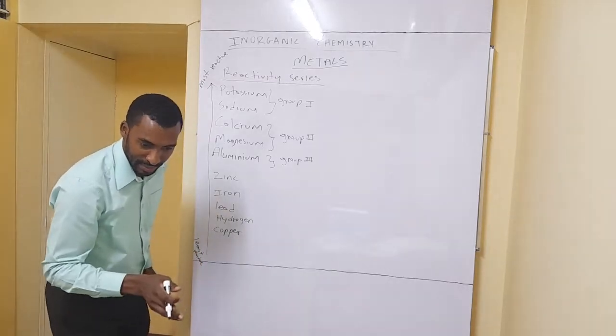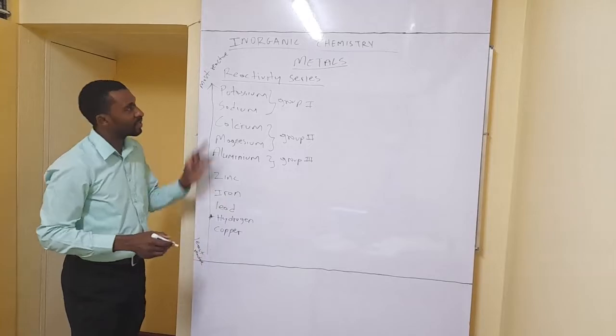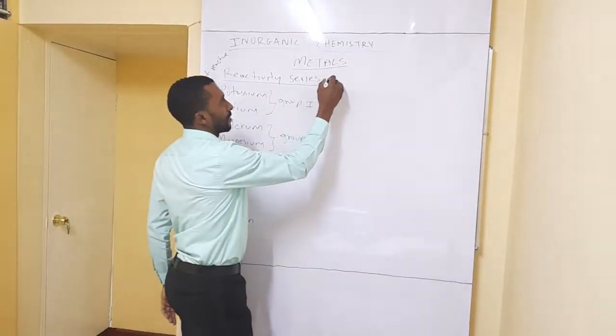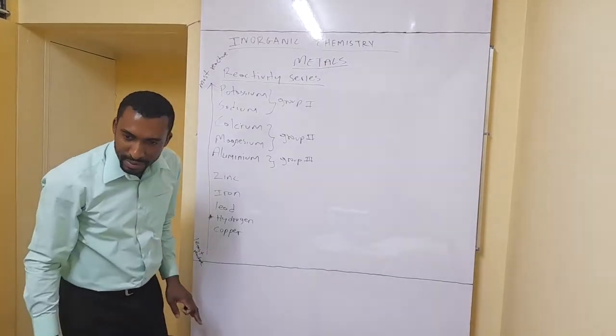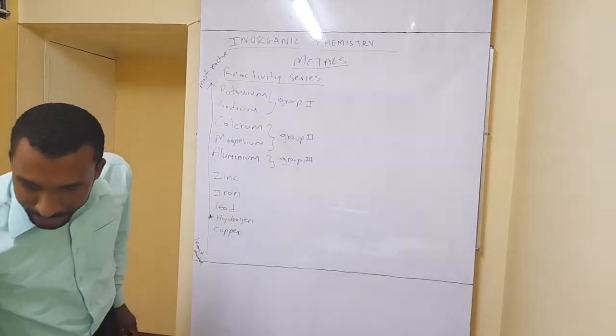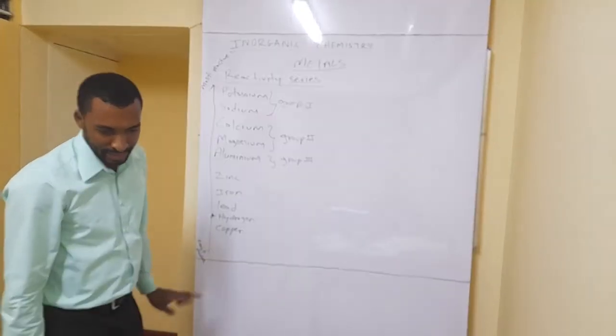That's the reactivity series. I'm saying that hydrogen is not a metal. This is the reactivity series for the metals, but hydrogen is not a metal. Alright? So copper and silver and gold, alright?